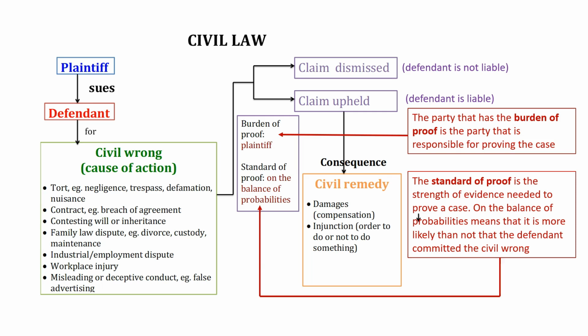If the plaintiff cannot prove on the balance of probabilities that the defendant committed the civil wrong, then the plaintiff's claim must be dismissed and the defendant is not liable for the civil wrong. If the plaintiff proves on the balance of probabilities that the defendant committed the civil wrong, then the plaintiff's claim must be upheld and the defendant is liable for the civil wrong. Notice the language that is being used. Claim dismissed, defendant is not liable, claim upheld, defendant is liable.